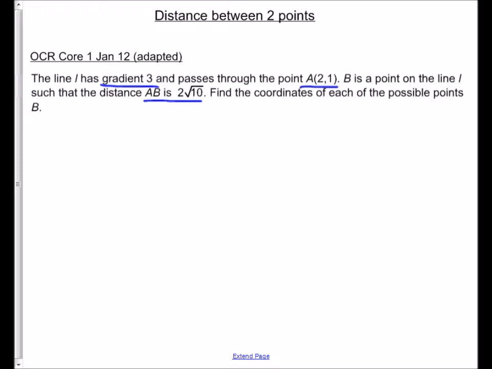Now, I have shown you a formula for the distance between 2 points. There is also a formula for the gradient between 2 points. And you could do horrible simultaneous equations to find out this. I would hope that having seen this, rather than doing that, you would draw a bit of a picture and put A on, because we know that A is at 2, 1. Draw in our line. Now we need to think about the other information we've got.